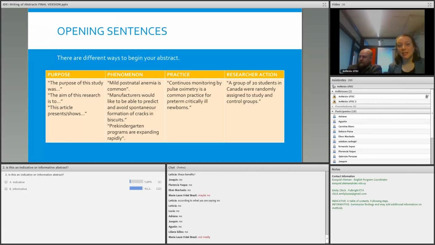So as you can see, purpose would be more starting with move 2. Or you could mix it up and start with move 3, which isn't as common, starting with research or action. But there's also the phenomenon and practice, which are move 1, kind of introducing the context for the abstract.